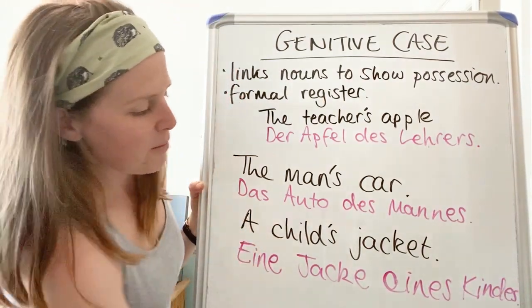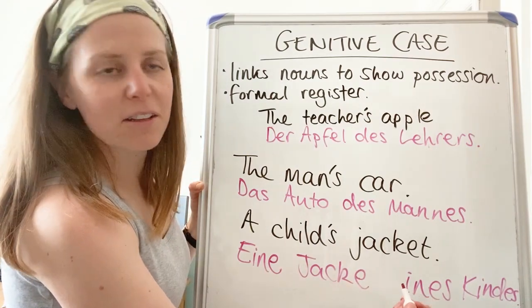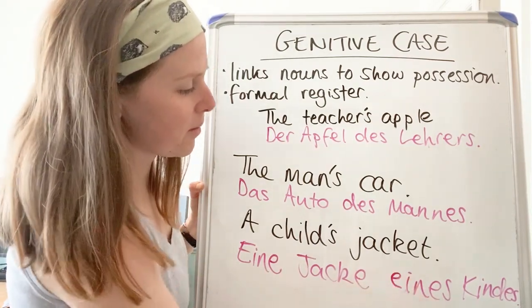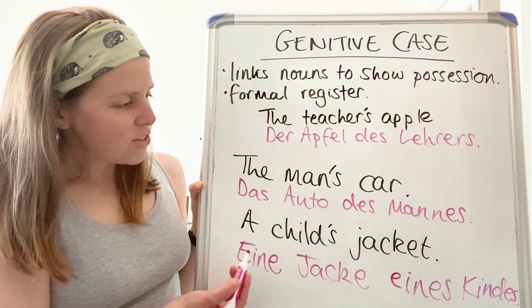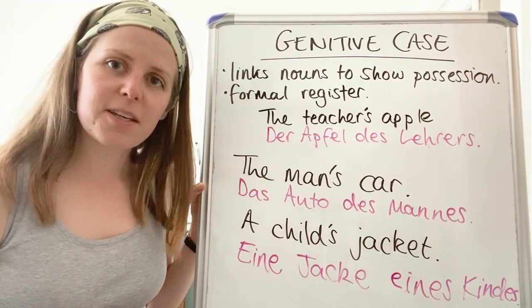Okay, let me make that a little bit clearer for you guys. See, teachers can even mess up a little bit. So, a child's jacket, eine Jacke eines Kindes. Okay, I hope that makes sense.